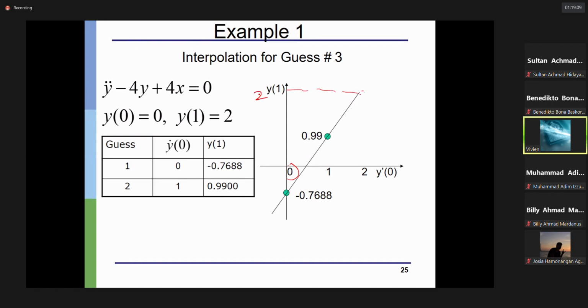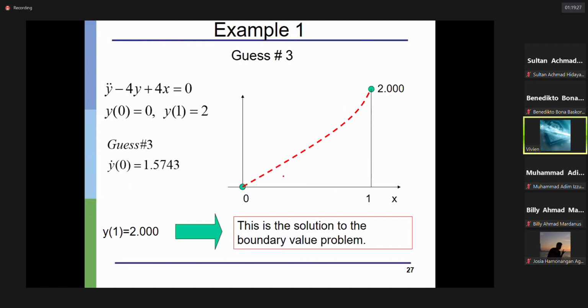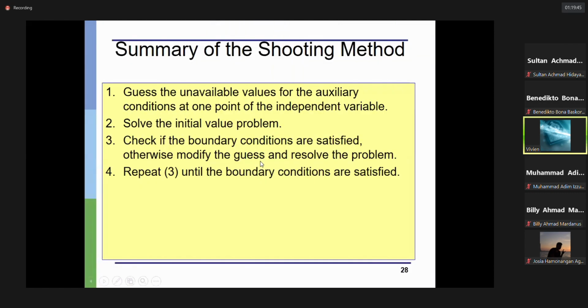Our goal is to get the value in which the second boundary is at 2. So when we do extrapolation, at 2 here we have the slope should be 1.57. Then when we use this slope in the calculation, it finally satisfies the second boundary condition. So this will be the result for the distribution. This is the solution to the boundary value problem. Okay, so this will be the shooting method.